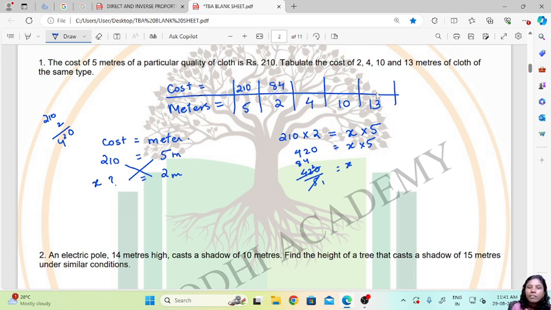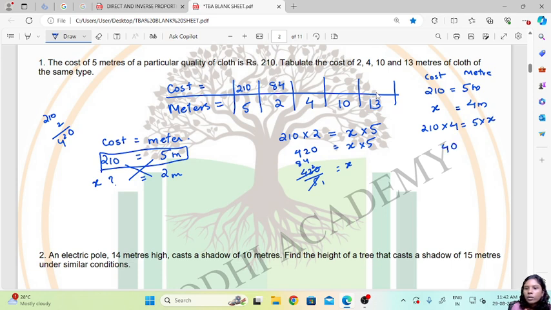Now the same way we do for the next one. Again we keep this part constant. We know 210 is the cost for 5 meters. So this is cost and this is meters. Now we have to find for 4 meters. Again this is x, that is unknown. So again we cross multiply: 210 into 4 equals 5 into x. Now this will be 840, and this will be x.